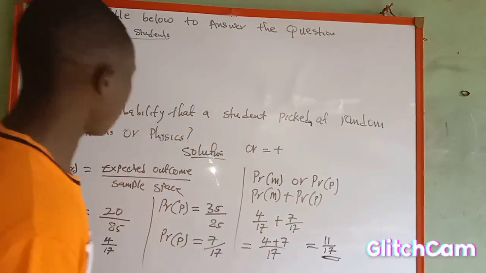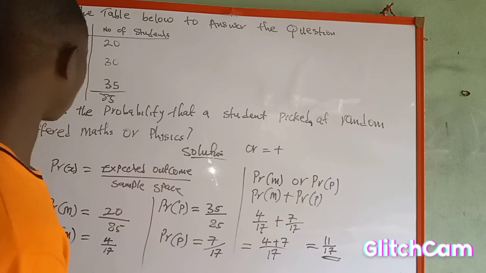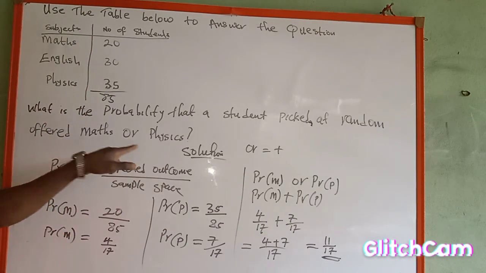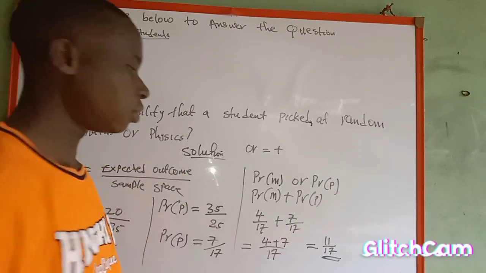So therefore, the probability that a student picked at random is for maths or physics is 11 over 17.